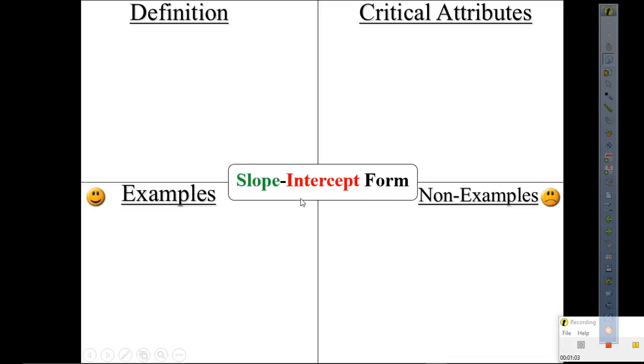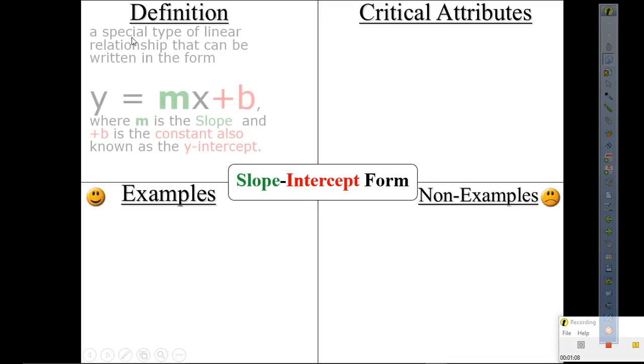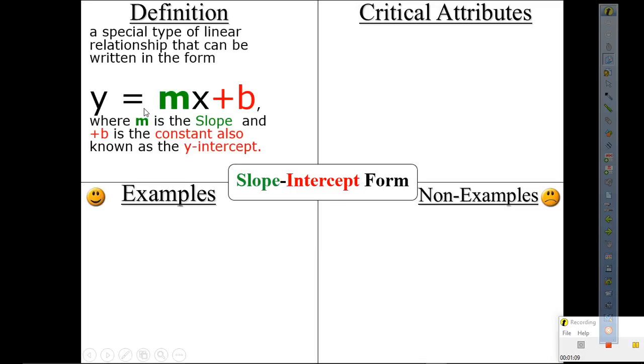Slope-intercept form is a special type of linear relationship that can be written in the form y equals mx plus b, where m is the slope and b is the constant, also known as the y-intercept. Once again, slope-intercept form is y equals mx plus b, where m is the slope and b is a constant, also known as the y-intercept. Write that down, please.